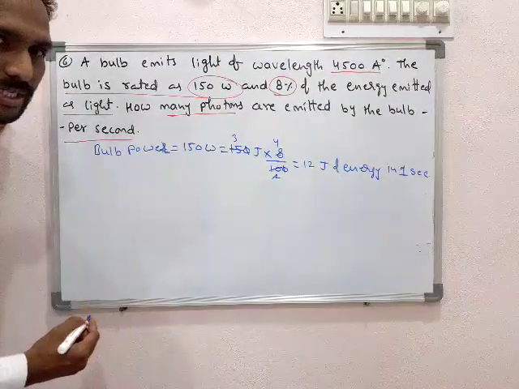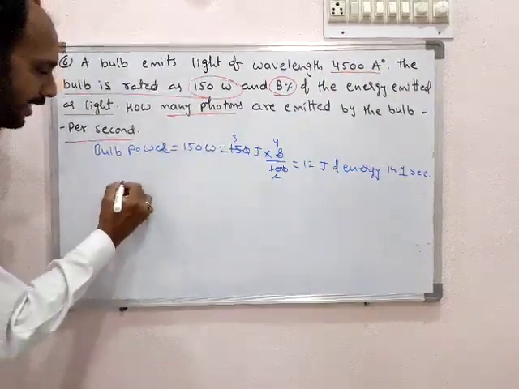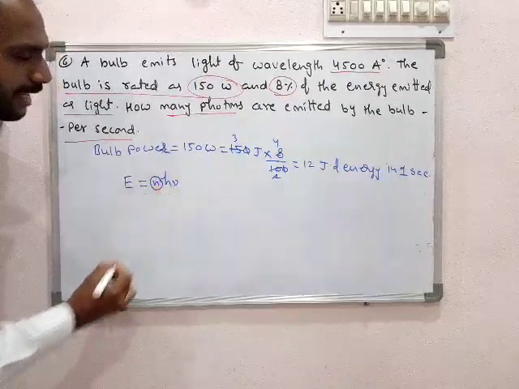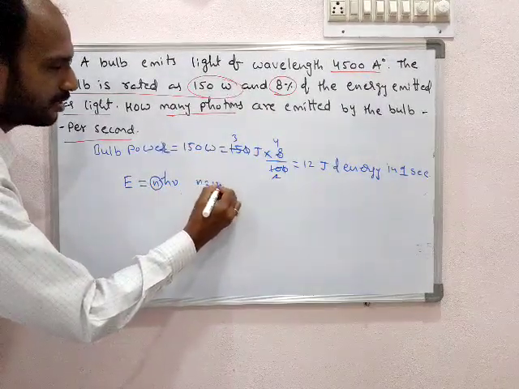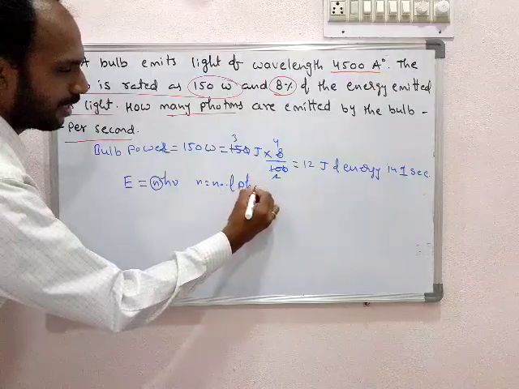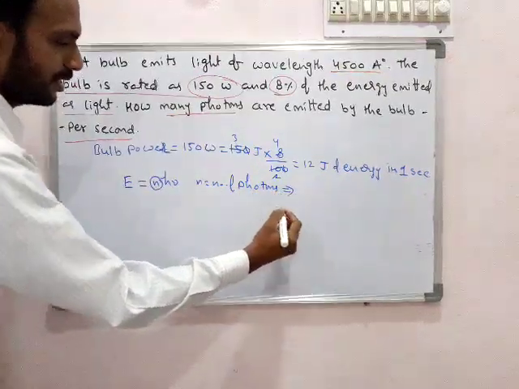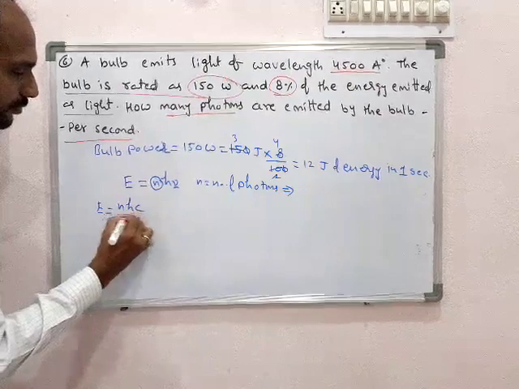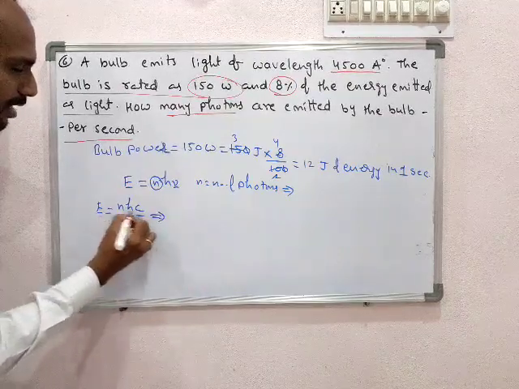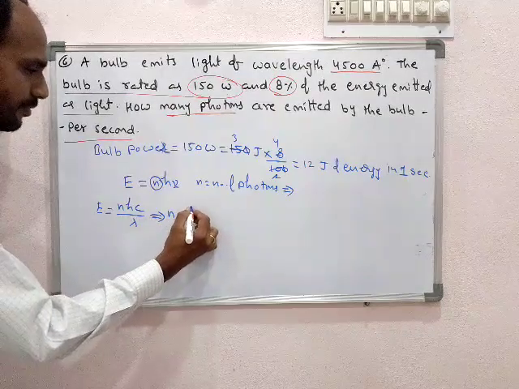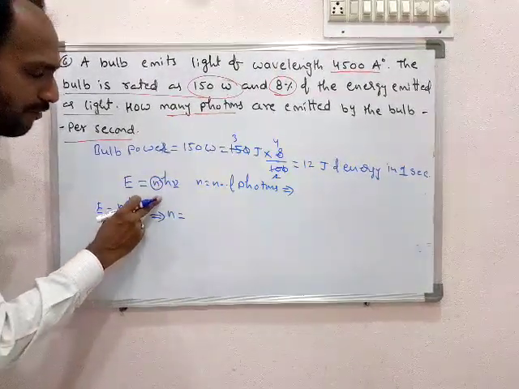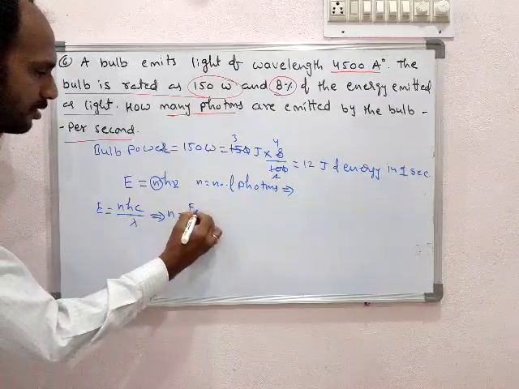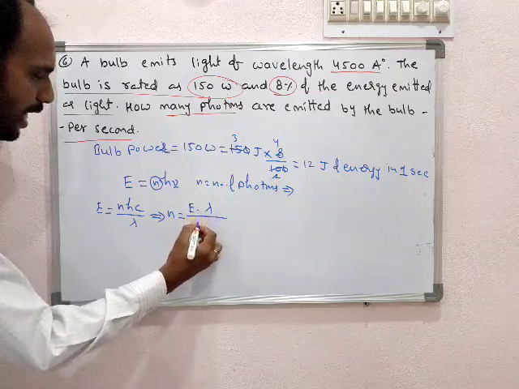We know the energy of one photon is h nu, and here we are calculating directly that E is equal to n h nu, taking n as the number of photons. With nu equal to c by lambda, we need to calculate that n. The earlier first two problems can also be done with the help of this formula. Here n equals E into lambda by hc.